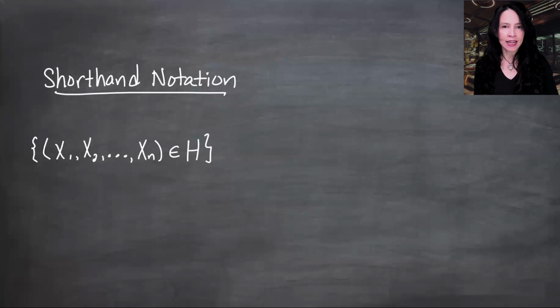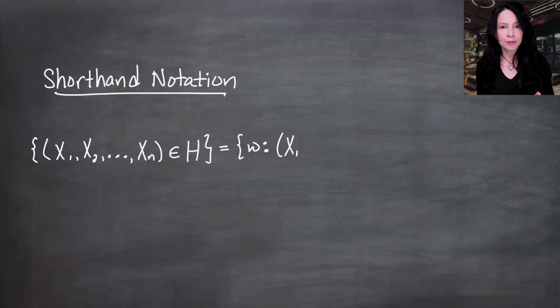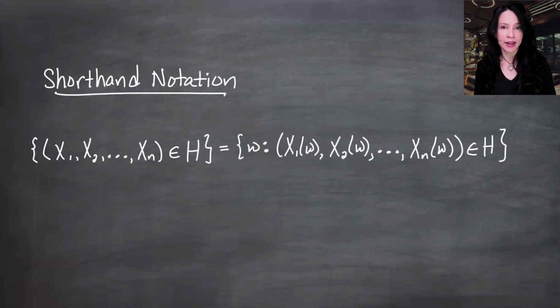So if you see a set like this, given a random vector X1 through Xn, the set where (X1 through Xn) is in H, you don't see any omegas here, but they're there. They're just suppressed. This means the set of omegas such that X1 at omega, X2 at omega, out through Xn at omega is in the set H. Sometimes we suppress the omegas, and this is done a lot in the literature, so it's not just me, you're going to see this in other places. Now let's prove the theorem.